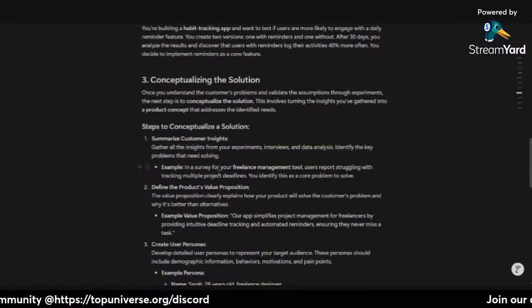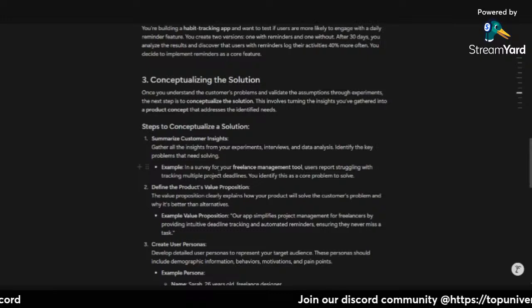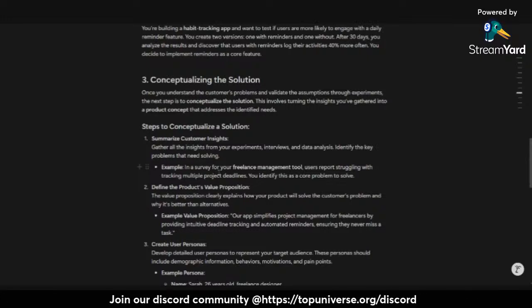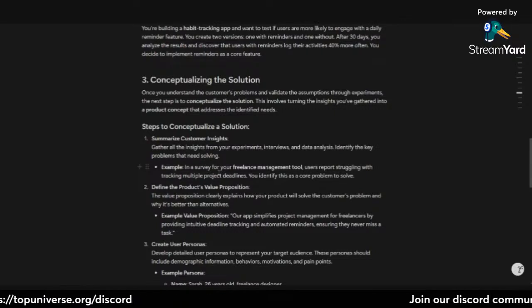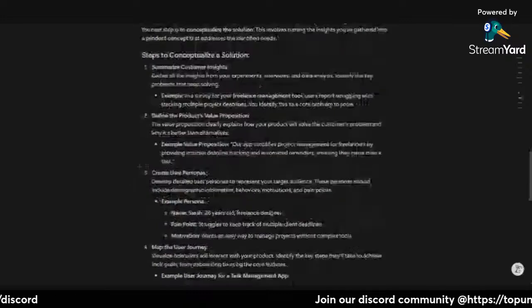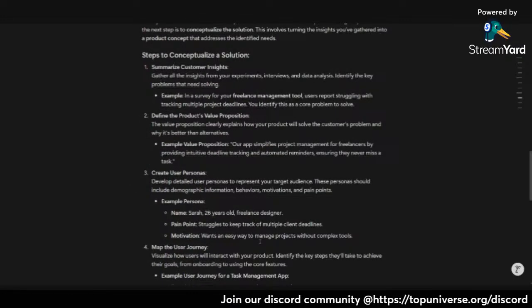So let's talk about conceptualizing this solution. Once you understand the customer's problem and you've validated the assumptions through experiments, the next step, of course, would be to conceptualize the solution. Now, this process would involve turning the insight you've gathered into a product concept that addresses the identified needs. Here are some steps to conceptualize the solution.